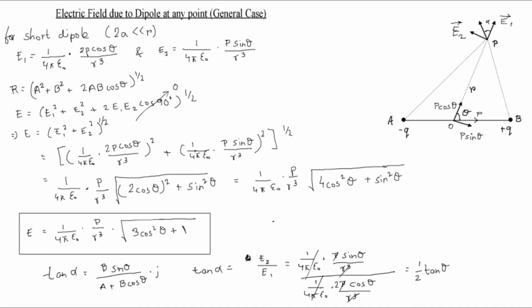Therefore the direction alpha will be tan inverse of half tan theta. That's it. So again we come to the conclusion with the final expression being 1 by 4 pi epsilon naught p by r cube under root 3 cos square theta plus 1, and the direction is tan inverse of half tan theta.